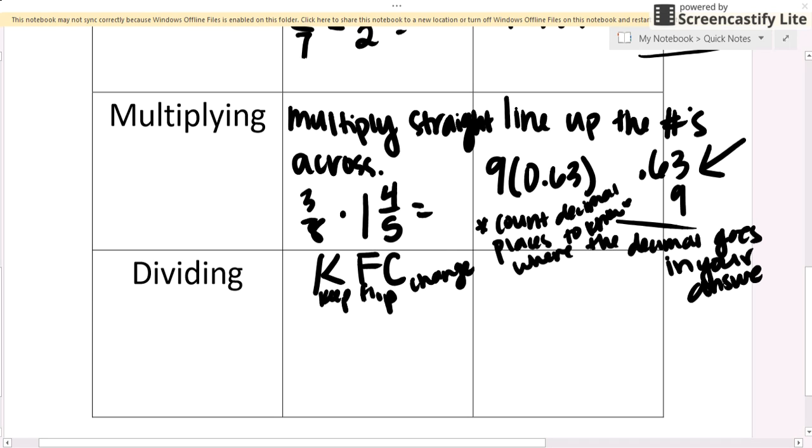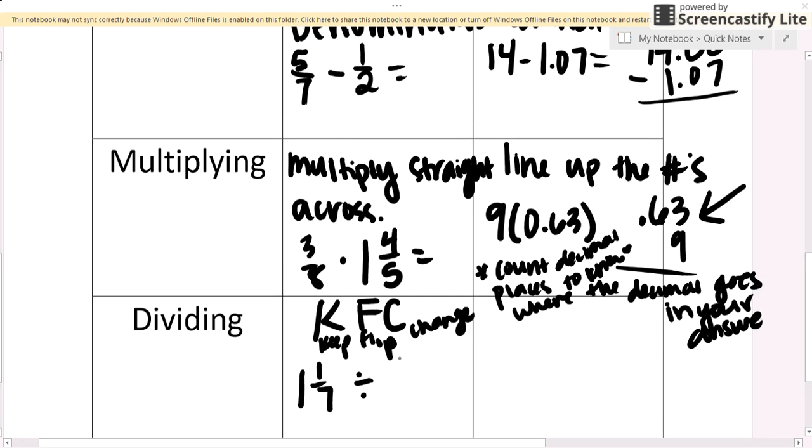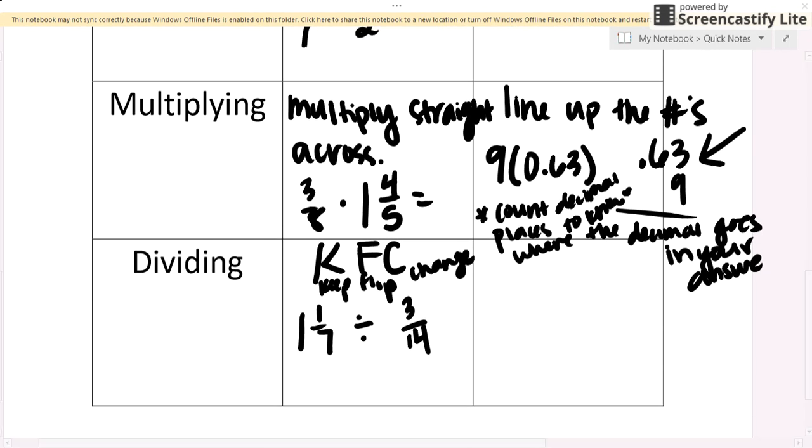So if I have the problem 1 and 1/7 divided by 3/14, right? Remember, no common denominator. I don't have to find that common denominator, but I need to keep this guy, flip this guy, and change that guy to multiplication. Okay, so go ahead and solve that problem. Keep the first fraction, flip the second fraction, and change your division to multiplication. Pause the video so you can solve the problem. When you're finished, you may push play and move on.